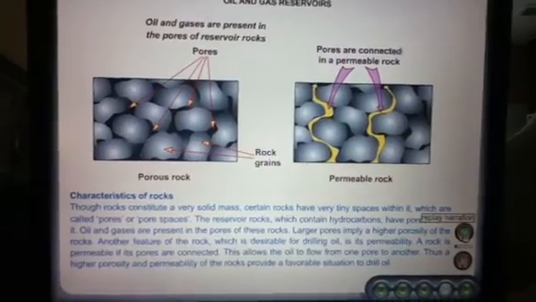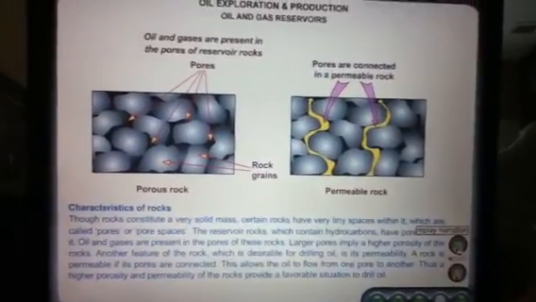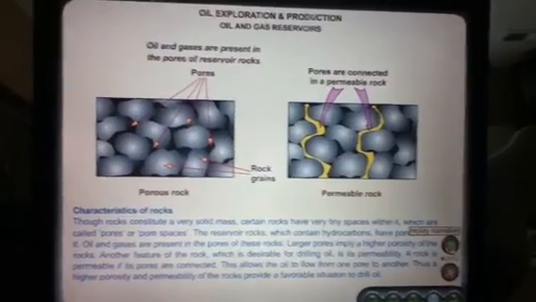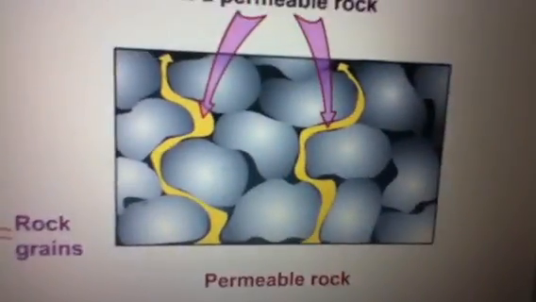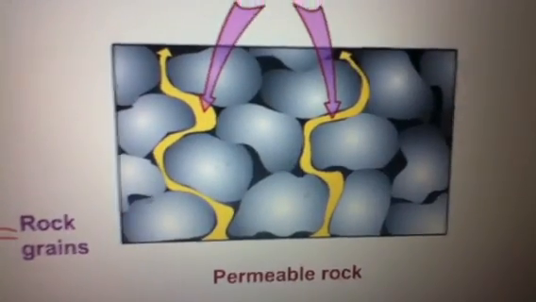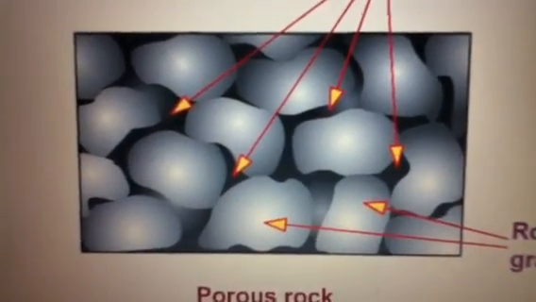Another feature of the rock, which is desirable for drilling oil, is its permeability. A rock is permeable if its pores are connected. This allows the oil to flow from one pore to another. Thus, a higher porosity and permeability of the rocks provide a favorable situation to drill oil.